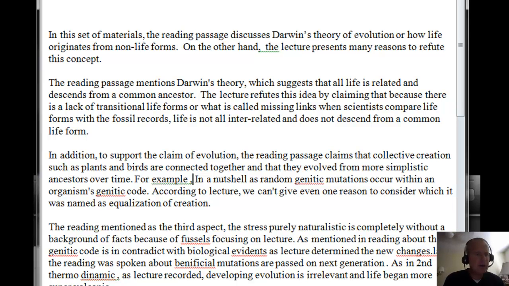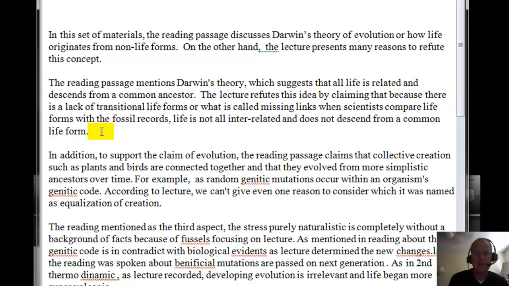In a nutshell is exactly what they said in the reading passage, so you probably want to use a different word than that. So for example, that's probably good enough. If you say for example or in a nutshell, it's the same thing. So you have as random genetic mutations occur within an organism's genetic code.